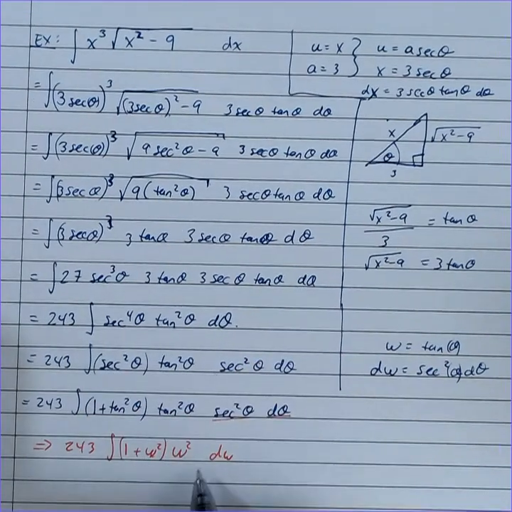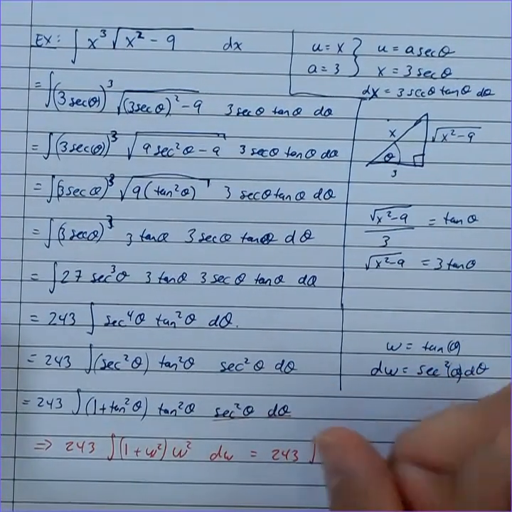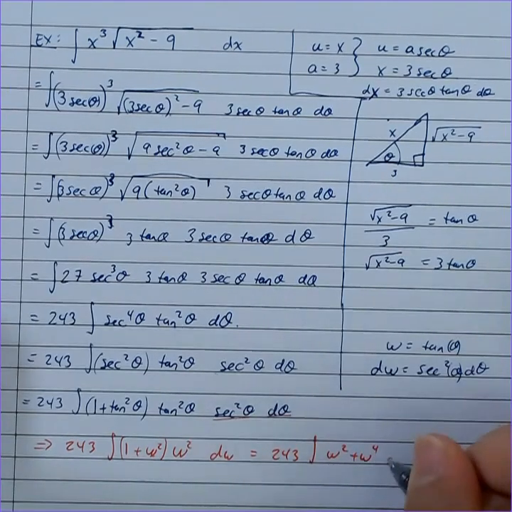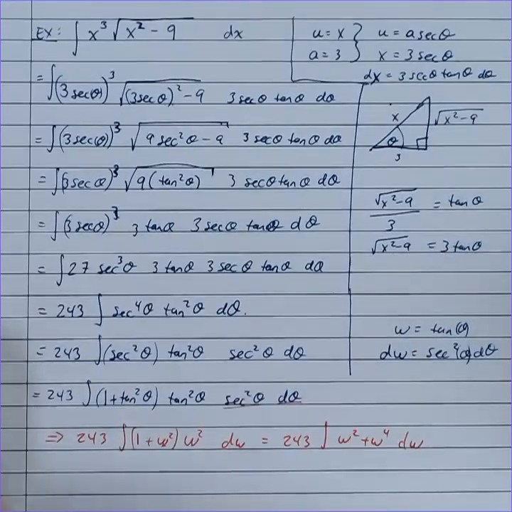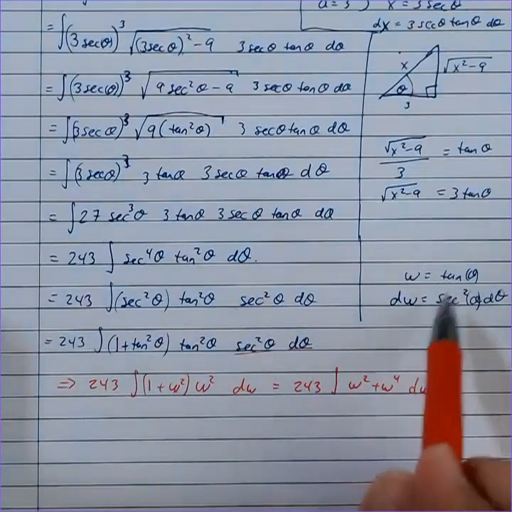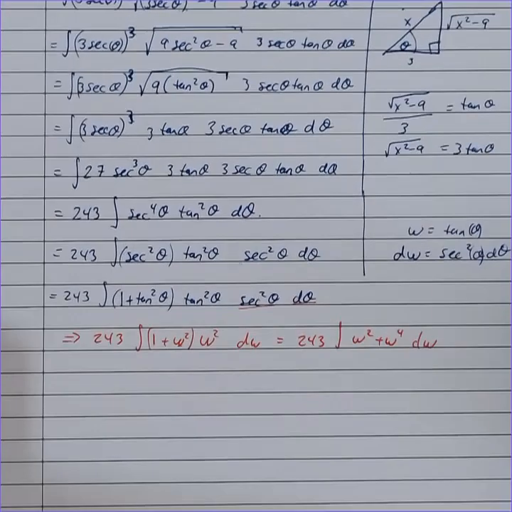So now we can distribute that, and that'll become 243 times the integral of w squared plus w to the fourth dw, and now that's something we know how to integrate. Notice we've used two substitutions. First a trig substitution and then a standard u, or in this case w substitution. And that's perfectly acceptable. Sometimes substitutions have to be performed more than once.